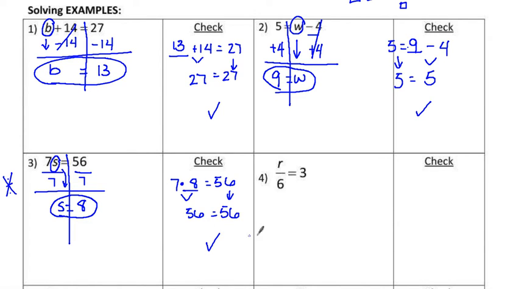All right, let's look at number 4. Now, number 4 is a little bit tricky, but it's not bad. Find your letter. Find your variable. There's my variable. It's the R. Now, I have this 6 on the same side as my variable. How are the variable, the R, and the 6 connected?